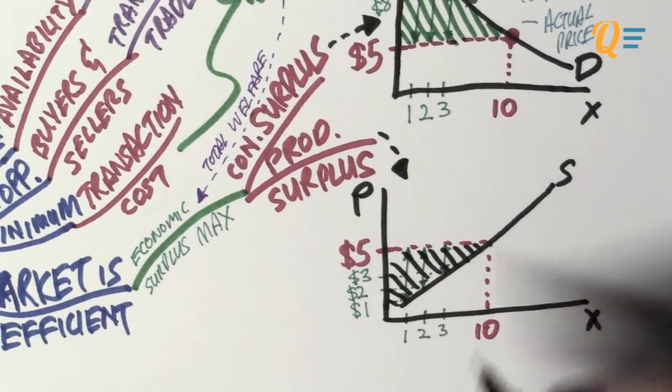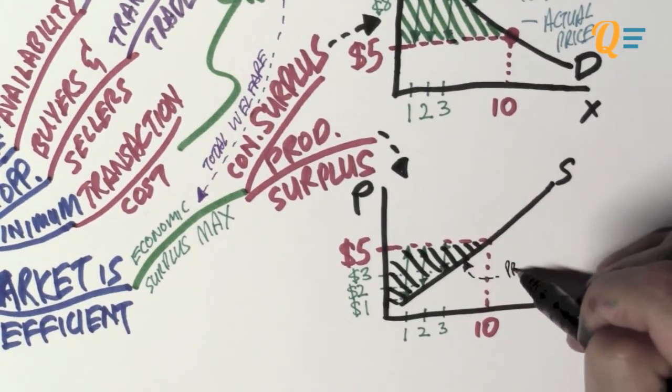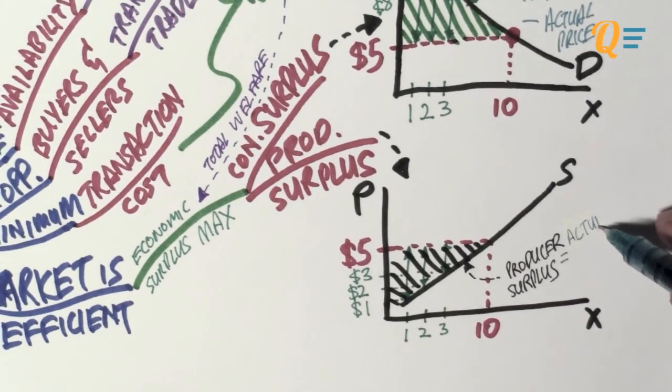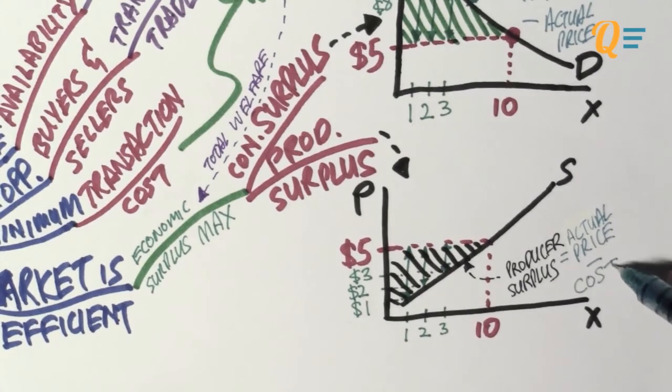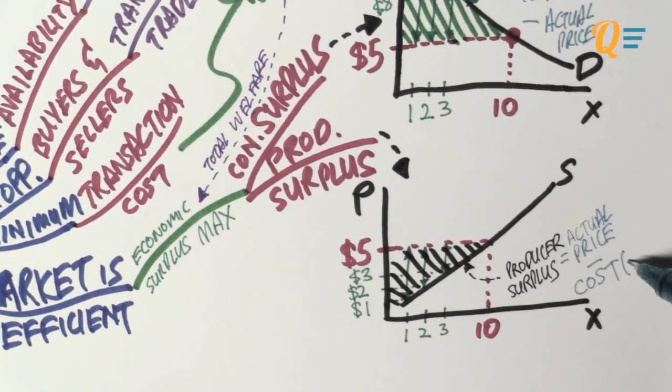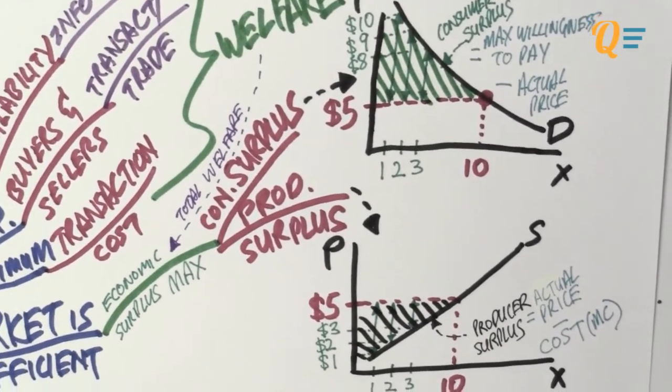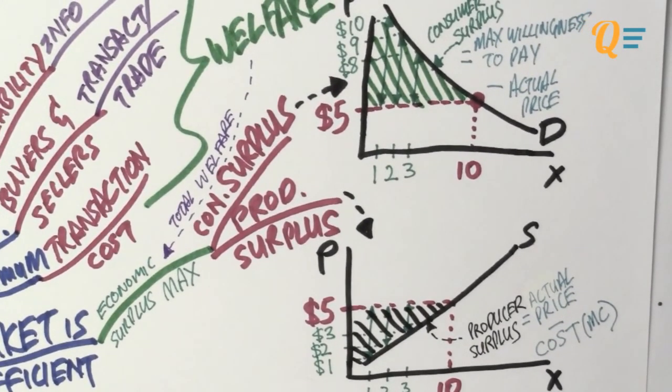So you're going to shade that triangle in black, and that is going to be your producer surplus. So the value of the producer surplus is the area of the black shaded triangle. The producer surplus can also be described as the actual price the seller sells the good at minus the cost of the good, which here refers to marginal cost. I will explain why the supply curve is the marginal cost in the next few videos.